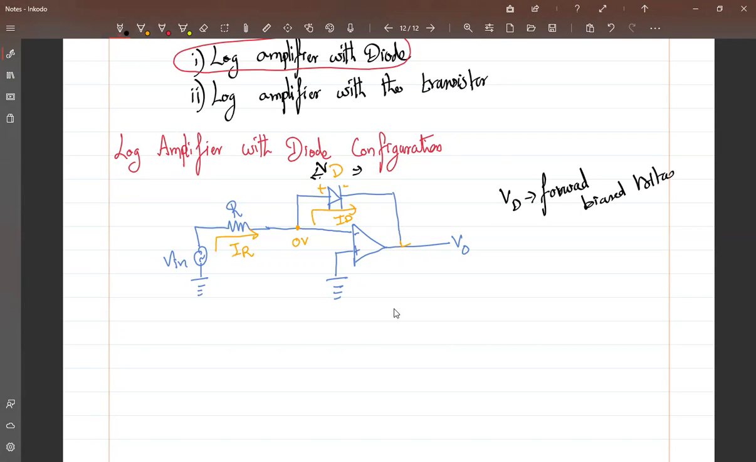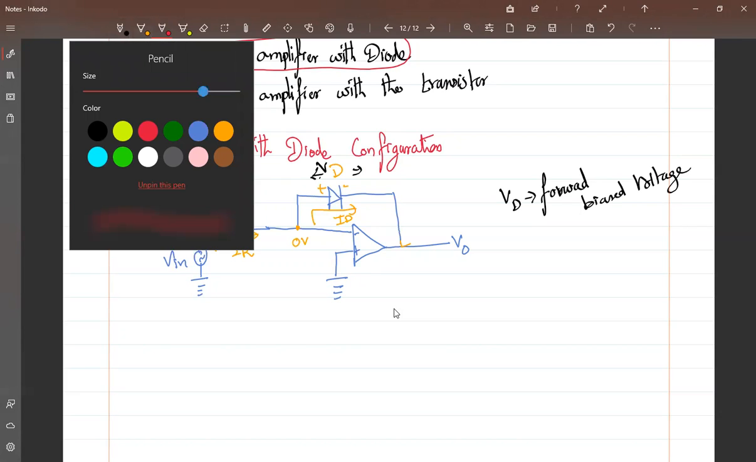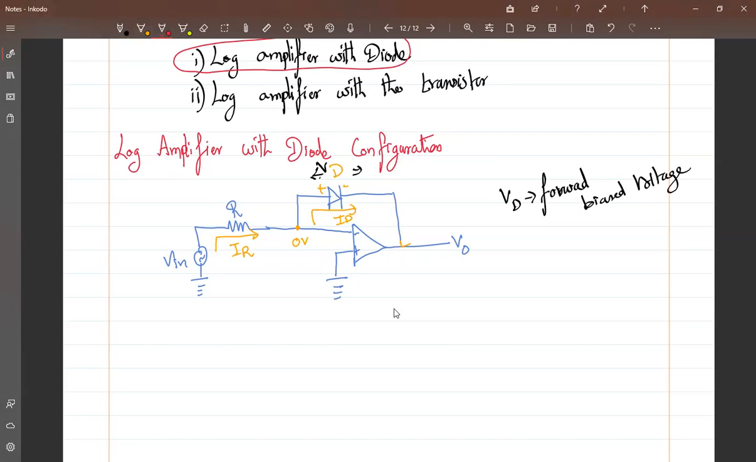Forward biased voltage. Now we are going to apply simple KCL and KVL equations. From that, we are going to frame the output voltage equation. Let's see. This is a loop.